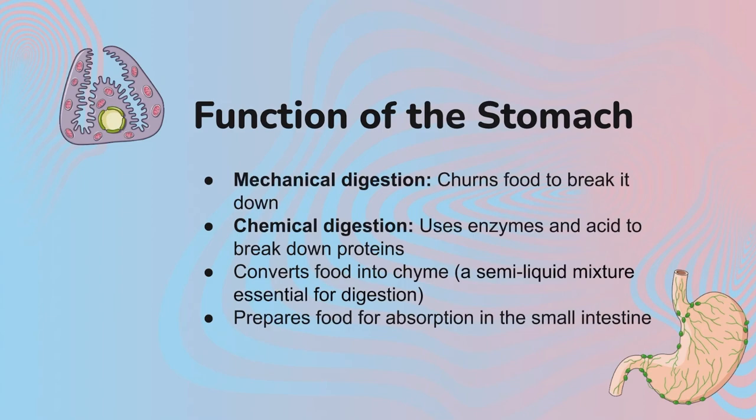Okay, let's look at the functions of the stomach. So the stomach breaks down food mechanically and chemically using gastric juices. So the mechanical digestion churns food to break it down, and our chemical digestion uses enzymes and acid to break down proteins. The stomach also converts food into chyme, which is a semi-liquid mixture essential for digestion, and then it also prepares food for absorption in the small intestines.